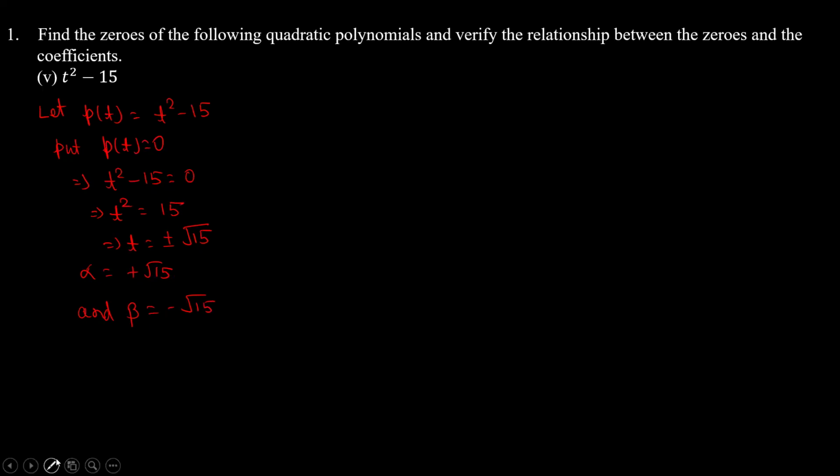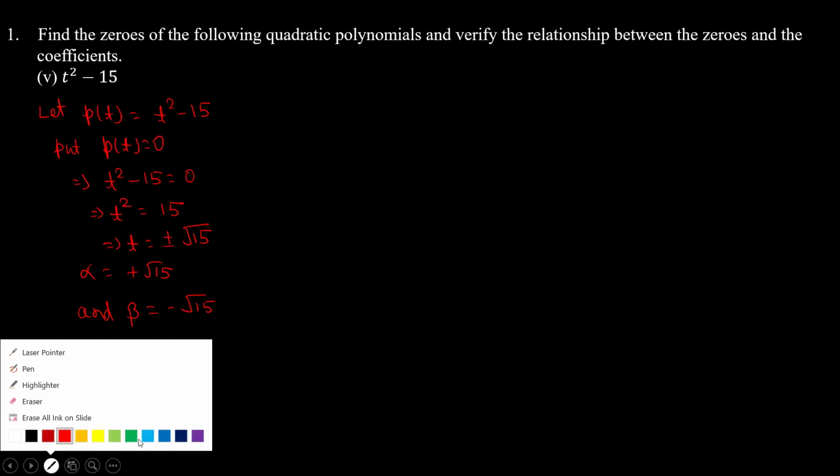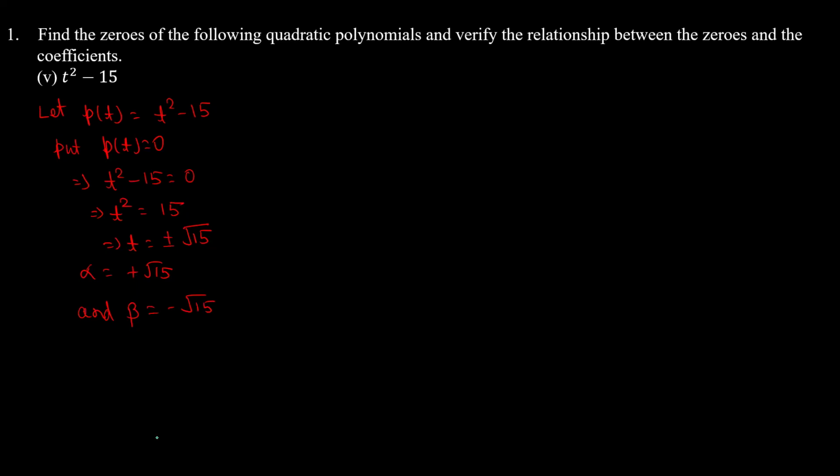ओके, व्हाट यू हैव टू प्रूफ in terms of coefficient. Okay, so sum of zeros, so that is alpha plus beta और coefficient के टर्म में minus b by a. So that is the LHS value. कितना अल्फा? अल्फा is the plus root 15 plus beta is minus root 15. So that is going to be equal to 0.